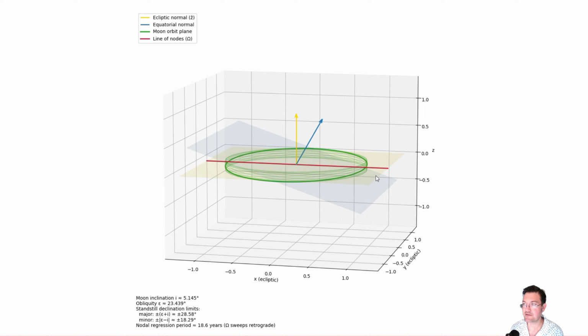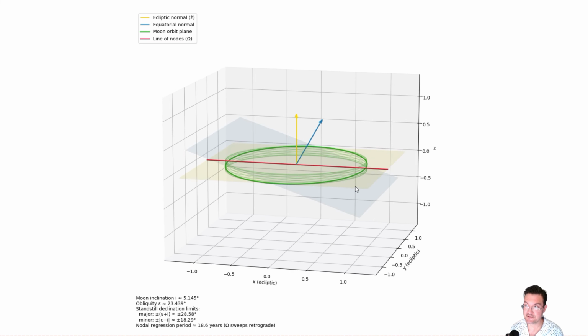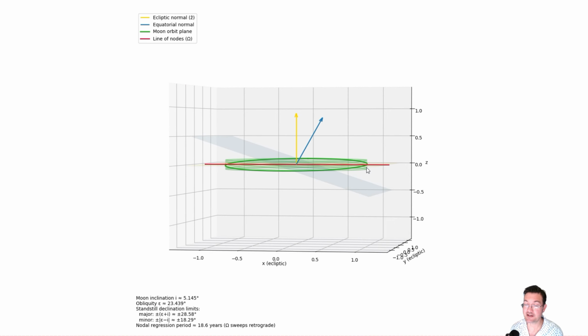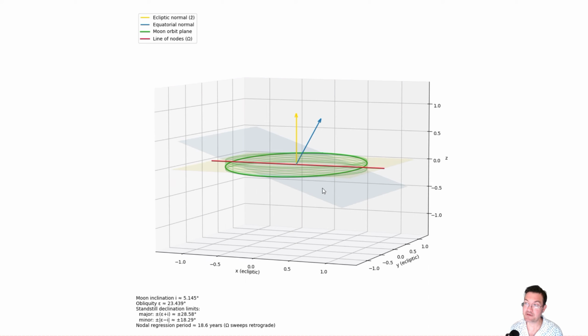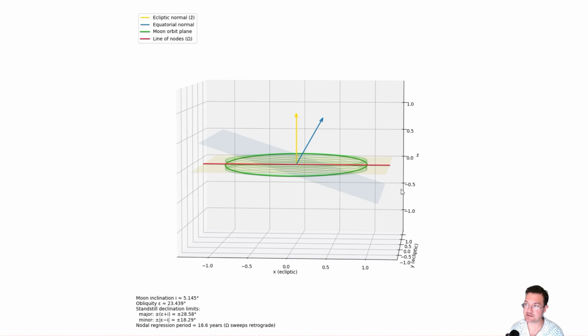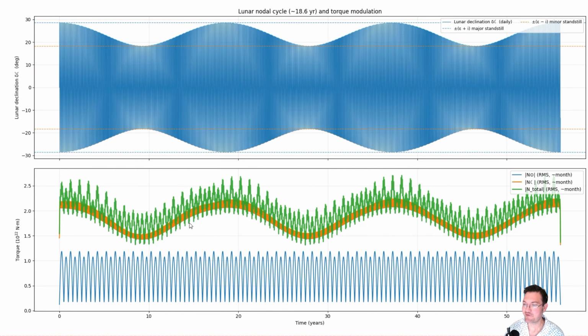And those extremes are called major and minor standstill. And in fact, we're in a major standstill this year. And we'll look at that more. But because of that, as this relationship between the moon and the Earth changes over this 18.6-year cycle, the torque on the Earth also changes over this 18.6-year cycle. So here I have it plotted for the next 60 years.